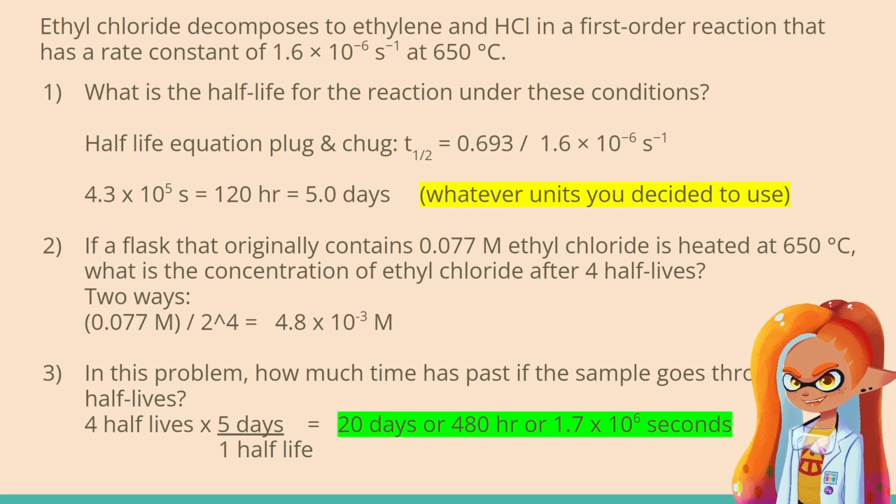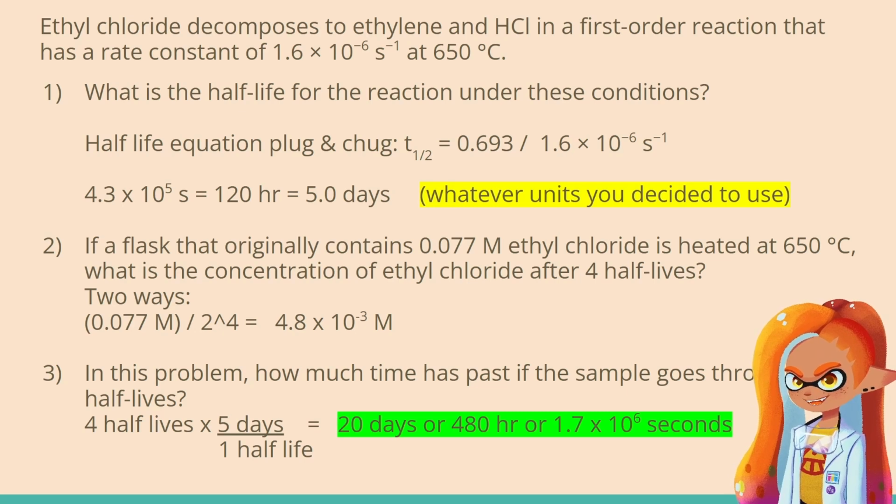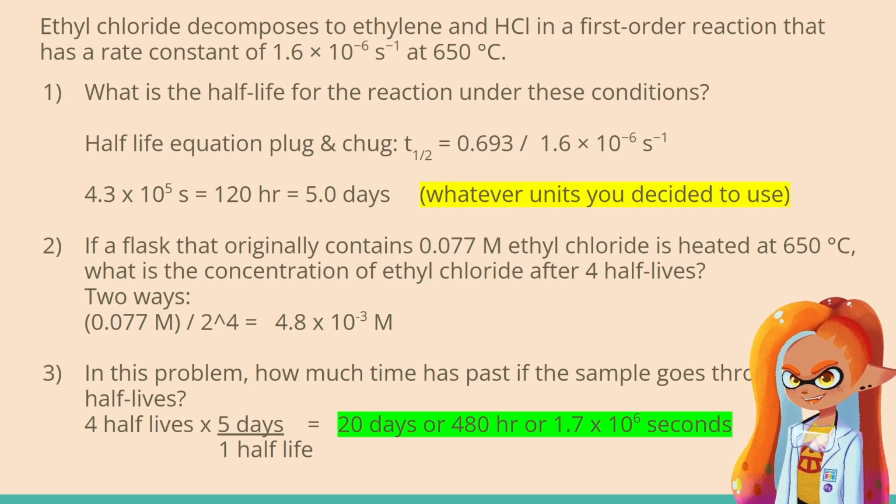Anyway, so for number 2, we have the original flask containing 0.077 molar of this substance. And so after 4 half-lives, how many of that substance do you have left? And so you literally plug it into the equation I said you should memorize, and then you have that. You can also use the other equation where you have the 100%, calculate the percent, and then multiply it by the original substance. Either way is fine.